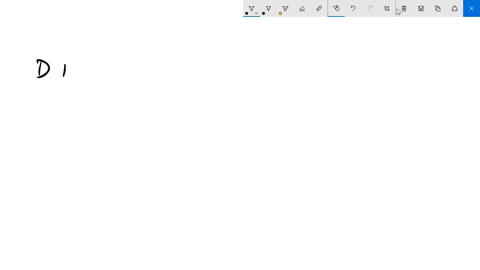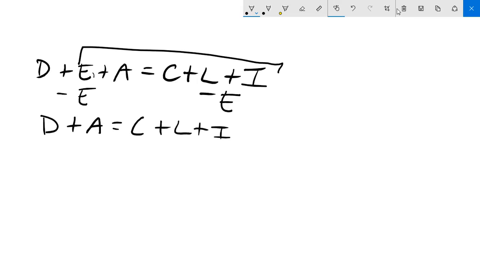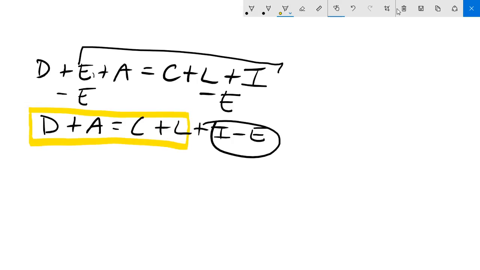What else is left? We have D plus E plus A is equal to C plus L plus I. So what happened here? Well, we must have moved E over here. So subtract E from both sides. This is a normal equation. When you subtract E from both sides, what you have left is D plus A is equal to C plus L plus I minus E, which is what we've been playing around with. We now have this bit left. Yes, this is what we have left.